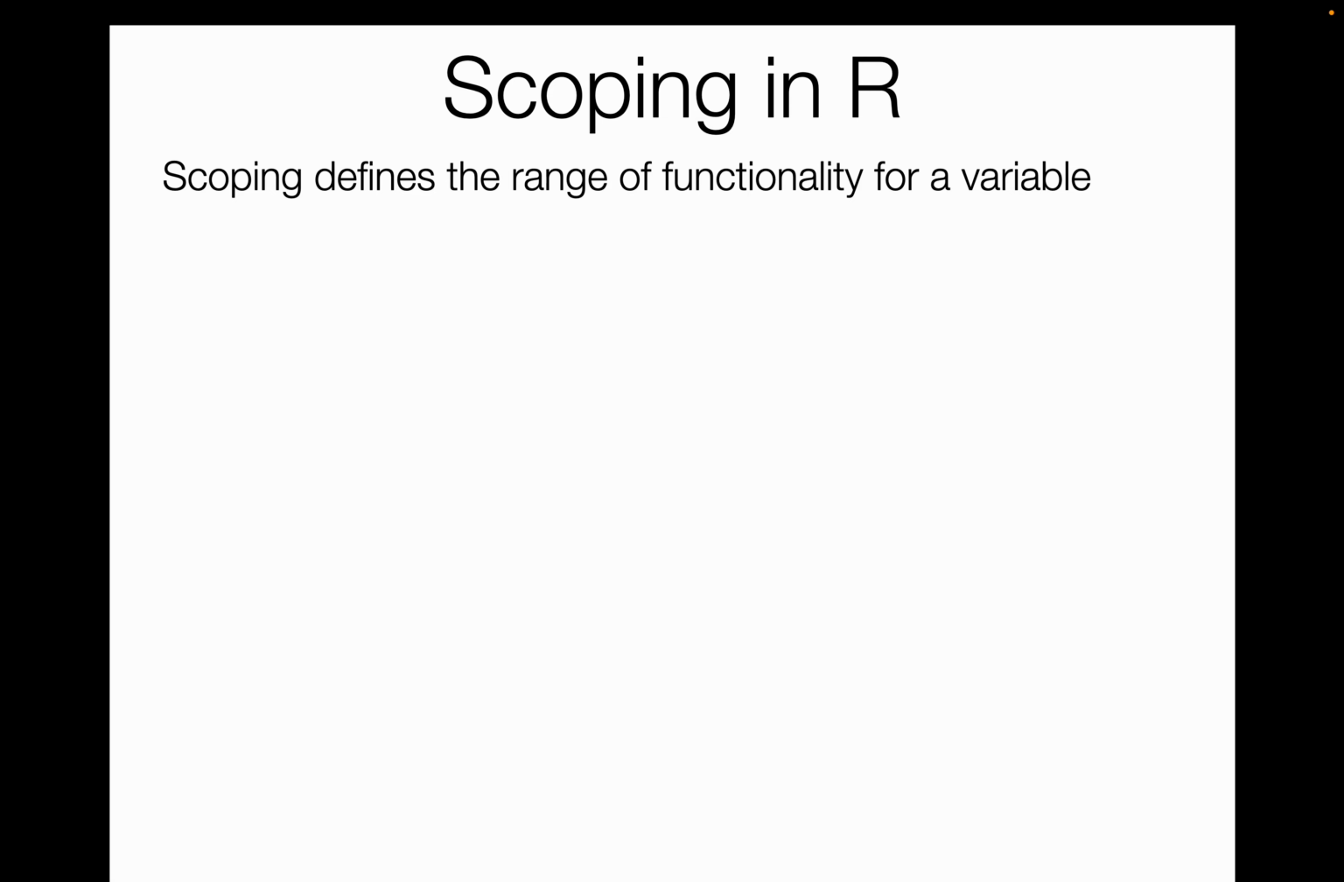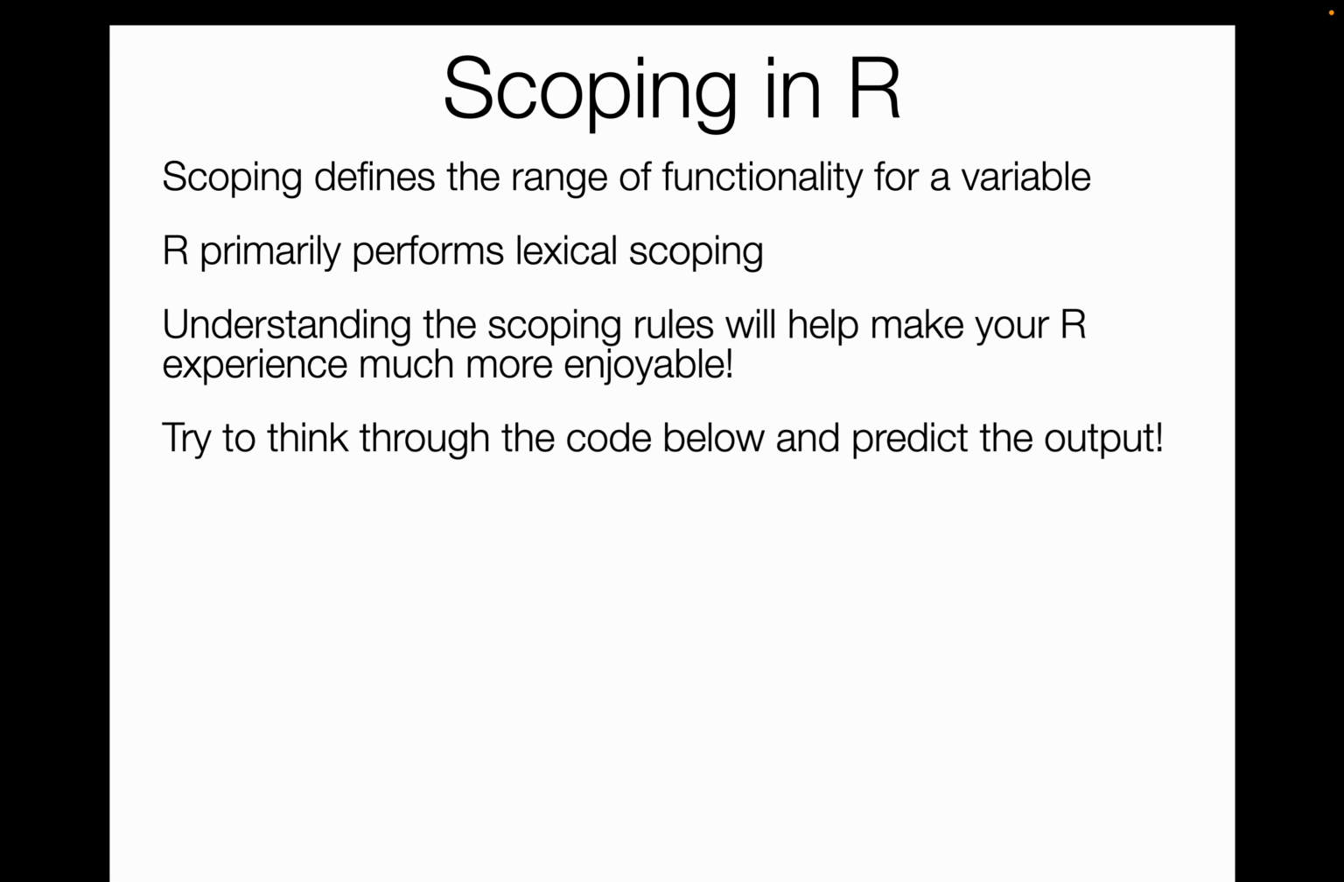Now, scoping. It's the last thing we'll talk about, and it has to do with the environment of a function. And this gets people riled up in a bad way when it doesn't work for them, and rightfully so. But we have to understand how scoping works, how the environment works, in order to not get so mad at R. So scoping defines the range of functionality for a variable, and the kind of scoping that R uses is called lexical scoping. Okay, you should understand it to make your R experience more enjoyable and not so angry.